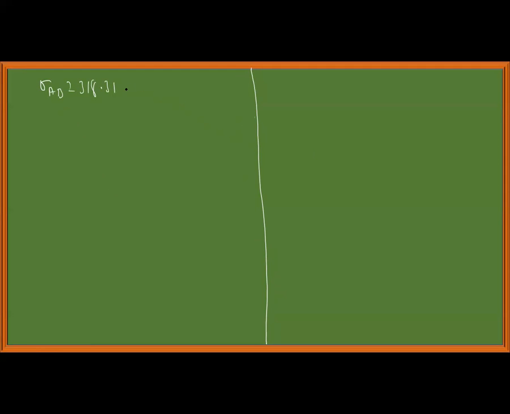The unit will be Newton per meter square. Not meter square, mm square. Load is in Newton and area of cross section is in mm square, so the unit is Newton per mm square.